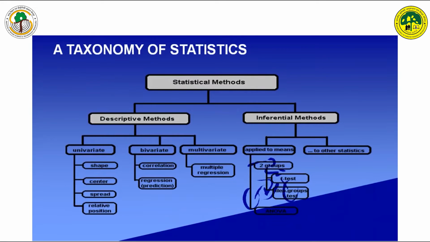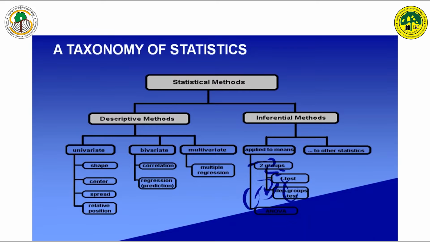Similarly, just as you speak about taxonomy at tree level and botany level, in statistics we also have statistical methods: one is descriptive and the other inferential. Within descriptive, you have univariate, bivariate, and multivariate. Univariate are the mean, median, mode, and other shapes, centers, and spread over relative positions. Bivariate are correlations; I hope you are aware that correlation and regression are vital in the bivariate part. And multivariate is multiple regression. These are the descriptive methods.